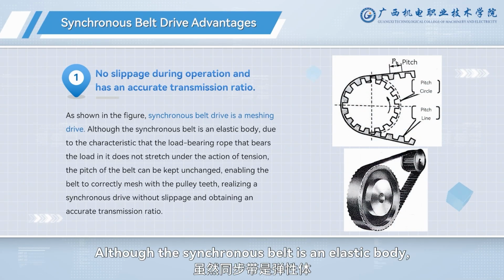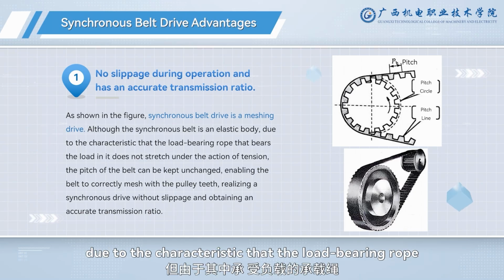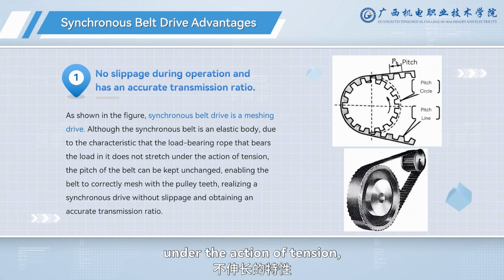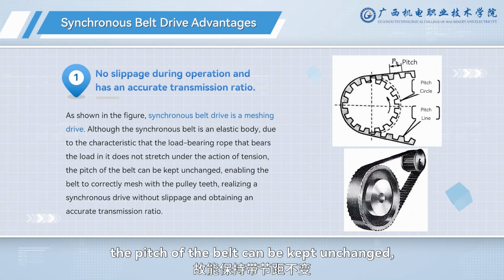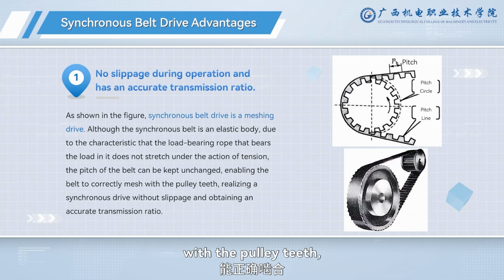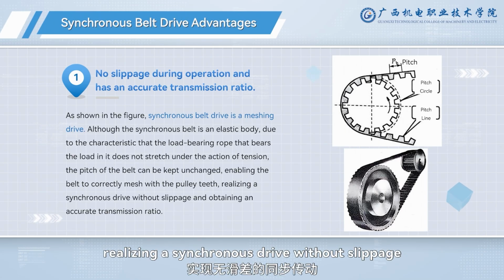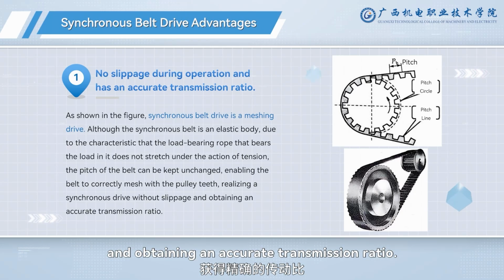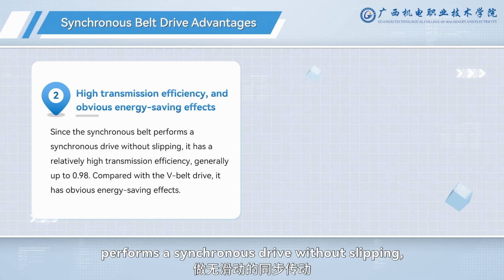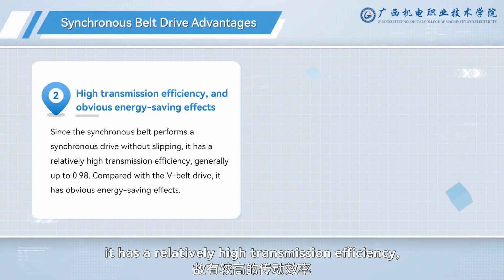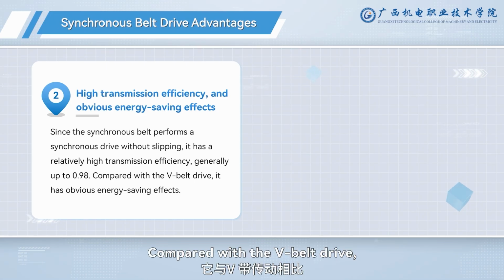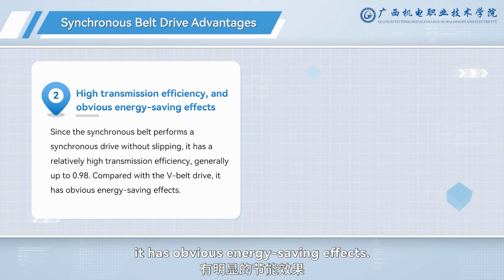Although the synchronous belt is an elastic body, the load-bearing rope in it does not stretch under tension, so the pitch of the belt can be kept unchanged, enabling the belt to correctly mesh with the pulley teeth, realizing a synchronous drive without slippage and obtaining an accurate transmission ratio. Since the synchronous belt performs a synchronous drive without slipping, it has a relatively high transmission efficiency, generally up to 0.98. Compared with the V-belt drive, it has obvious energy-saving effects.